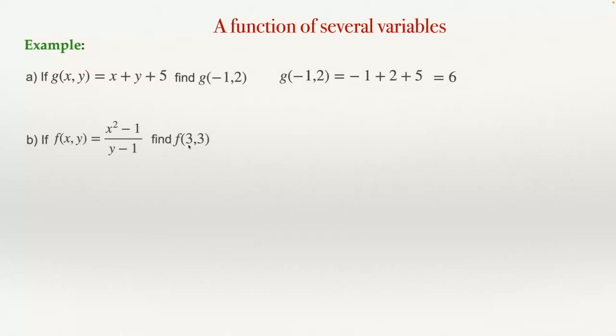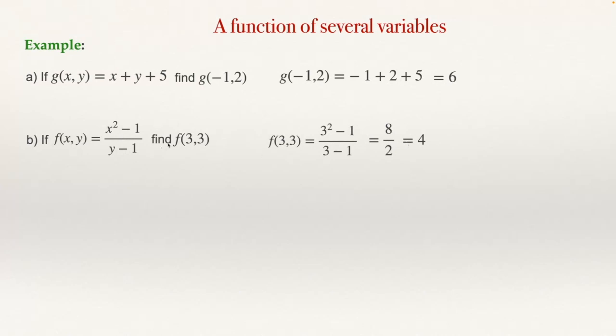Of this pair whose first element is 3 and the second element is 3. I know that the only thing I need to do is substitute x by 3 and y by 3. And I get that this is 3 squared minus 1 over 3 minus 1. You can use your calculator to do this. This is 8 at the top, 9 minus 1, 8. 3 minus 1 is 2, so it will be 4. The image of the pair (3, 3) is the number 4.